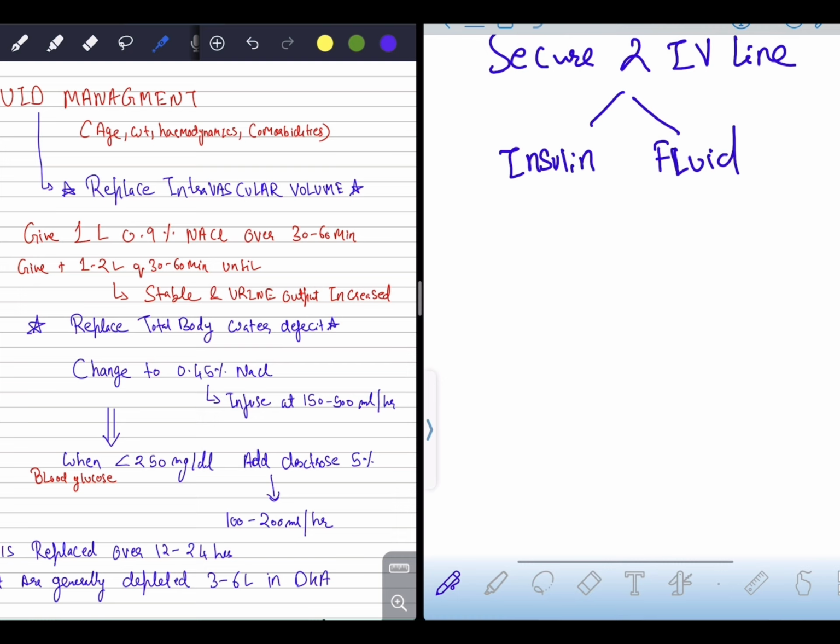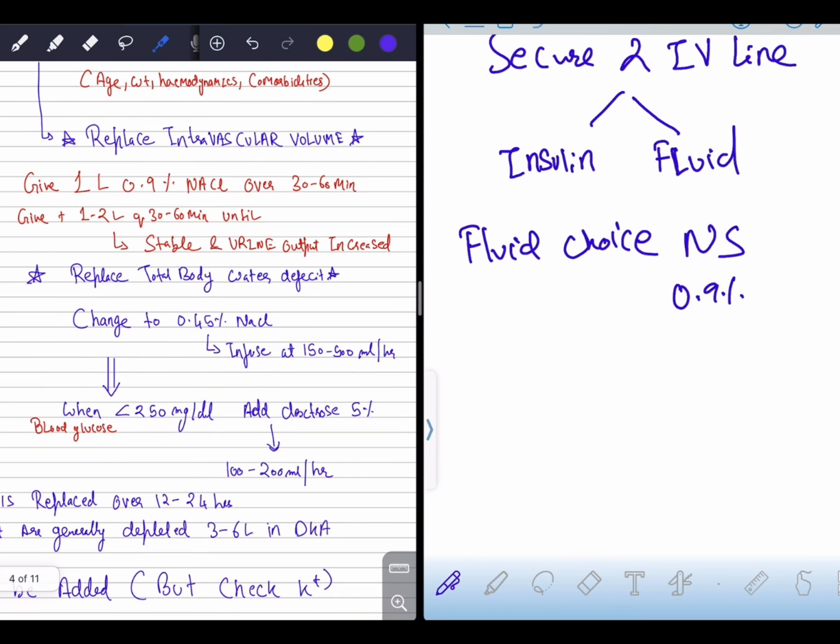Now, first of all, you have to replace the intravascular volume. That you will do by giving 1 liter 0.9% NaCl over 30 to 60 minutes. The fluid of choice will remain normal saline 0.9%, right? Then in the next hour you will still give 1 to 2 liters, until the patient is stable and urine output is increased, right? That will replace the intravascular volume.